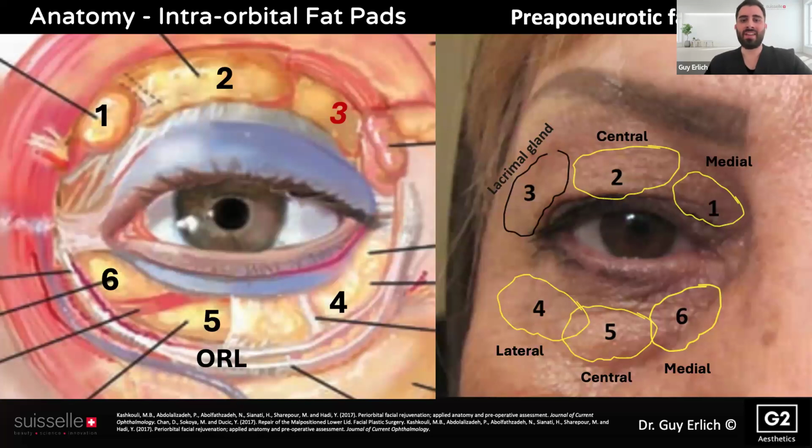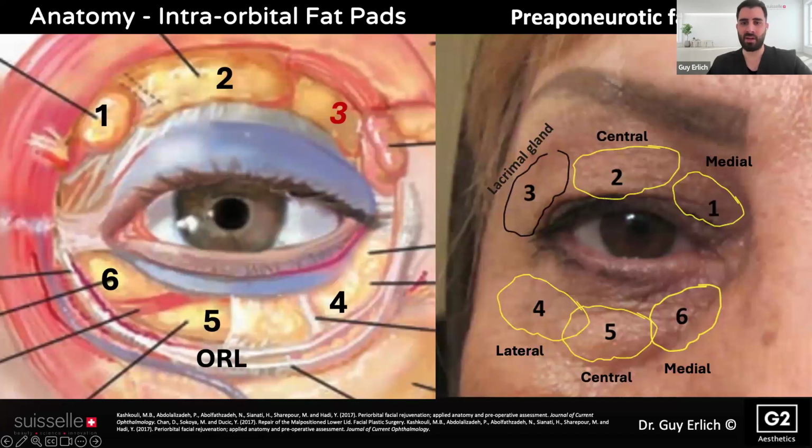These fat pads are located inside the orbital rim, inside the orbital globe. It's covering the aponeurosis of the eye, and thereby it is protecting it. But sometimes it herniates, like we saw earlier. So we have five different intraorbital fat pads: 1, 2, 3, 4, 5.